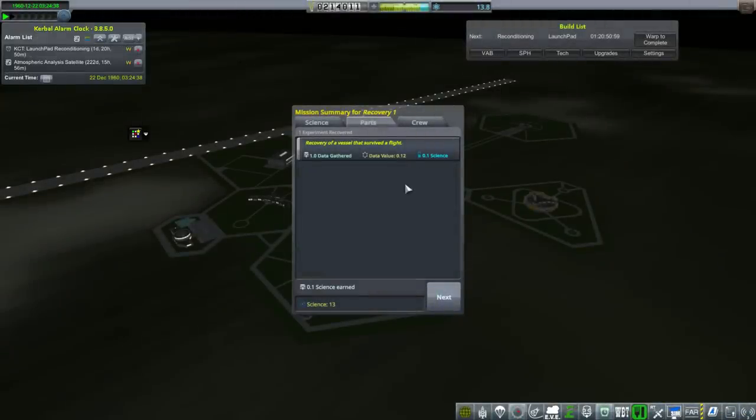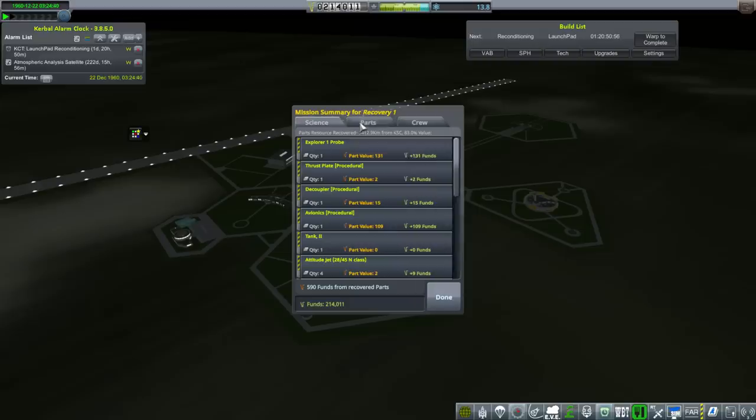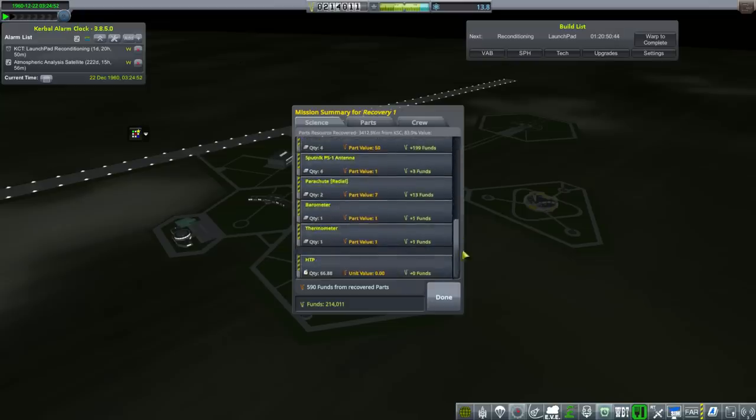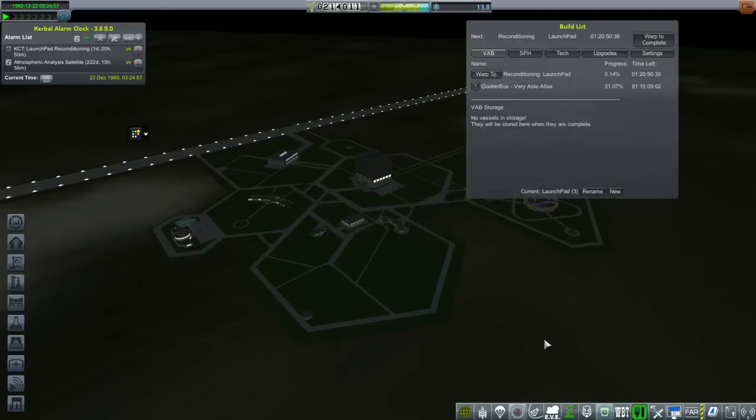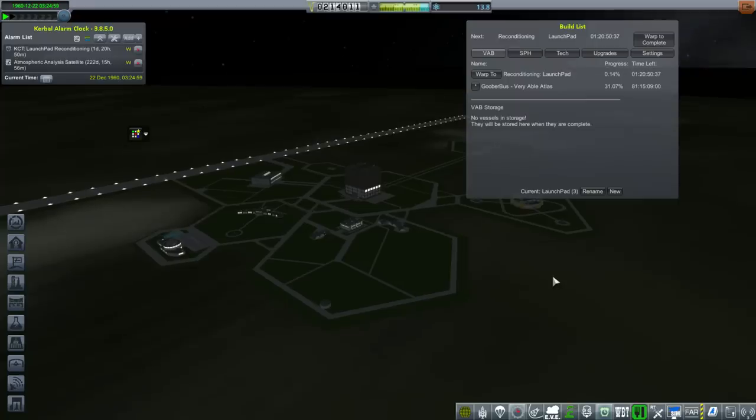Okay, well, recovery of vessel that survived a flight, but interesting that it says 3,400 kilometers from KSC. I wonder if there's another configuration for stage recovery that would get us better value, but anyway, recovered some stuff, but that's a disappointment. I might have to put fins on that. I should get another one of those queued up, just for test purposes.